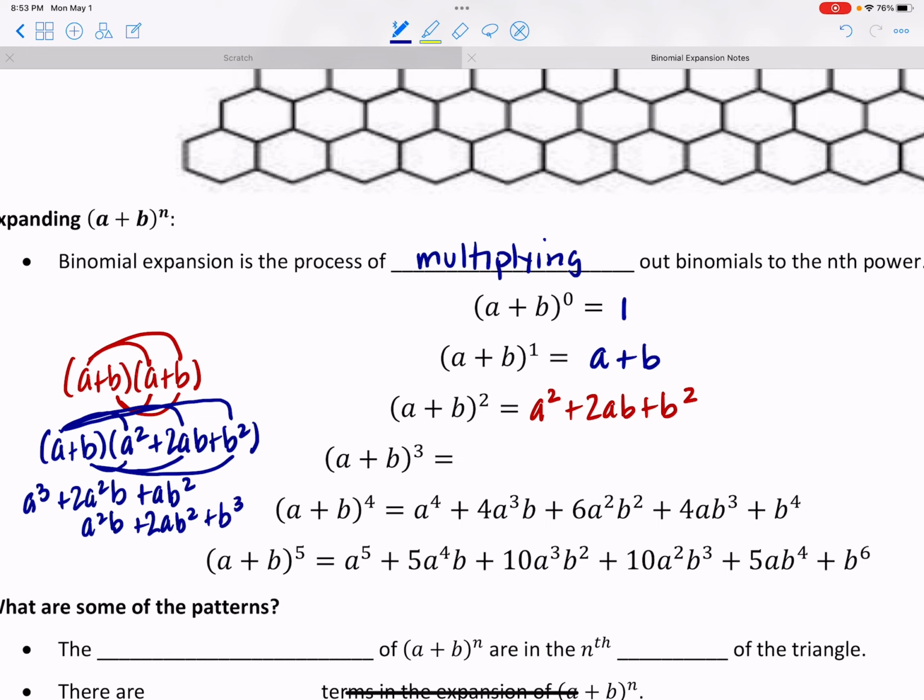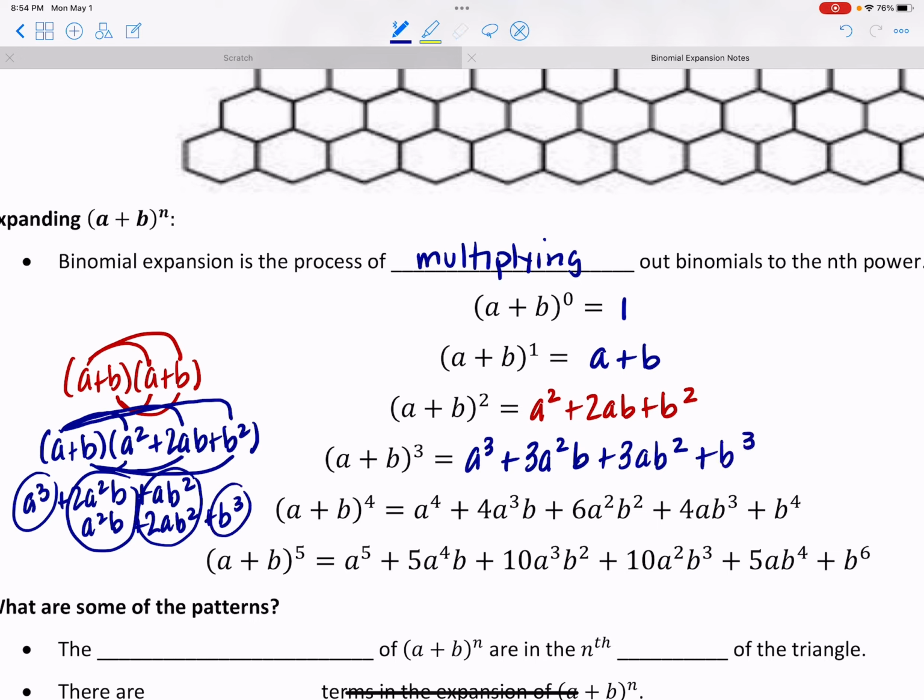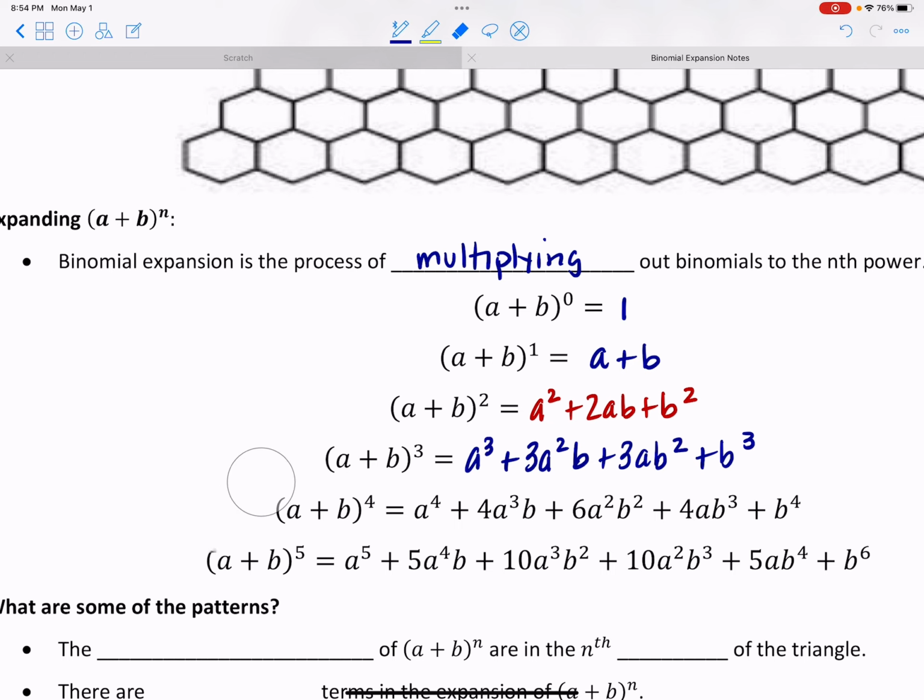So altogether I have an a cubed, and then I have 2 and 1 makes 3 a squared b's, and then 2 and 1 again makes 3 ab squareds, and then again this b cubed at the end. Now if I wanted to actually continue doing the multiplication, you can see just from the previous one that work gets a little bit tedious.